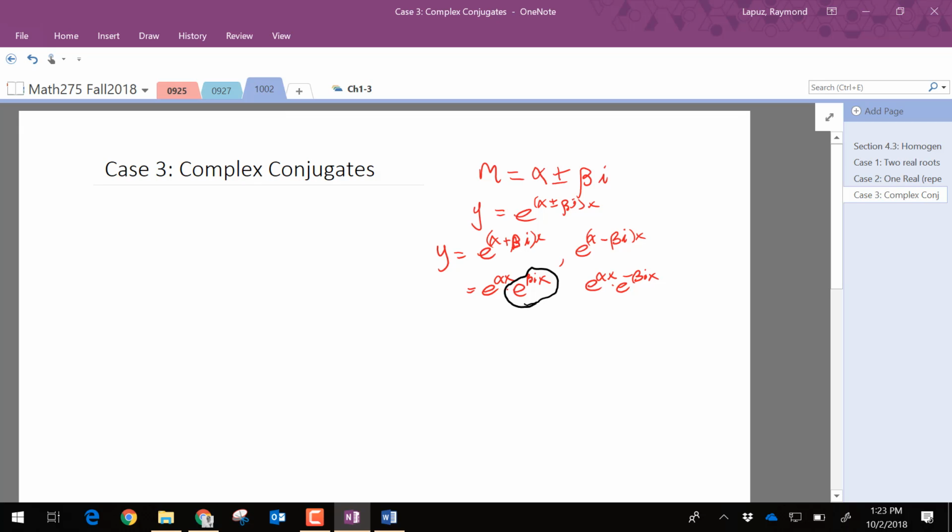Alpha is a real number, beta is a real number, but now I have this e to the beta i x. What is that? How should we approach this? I could just give you the formula and be done with it, or we can make it kind of fun. Let's do fun. I picked fun.